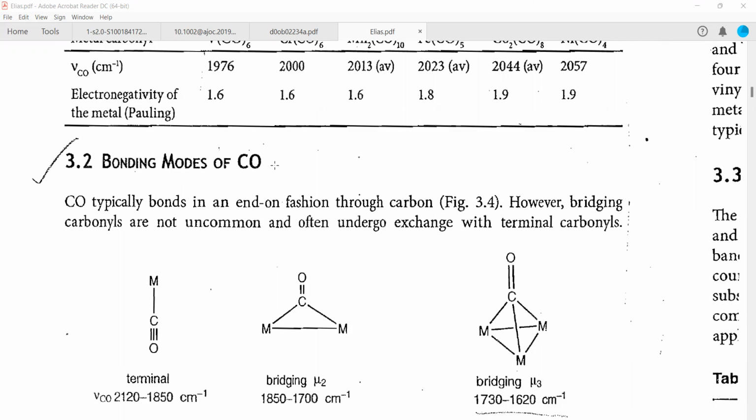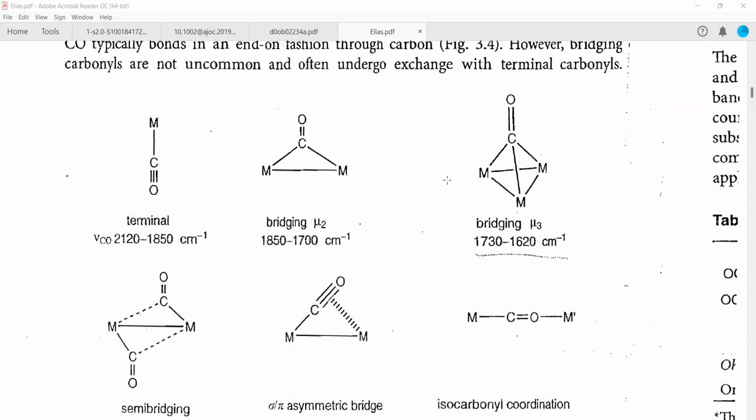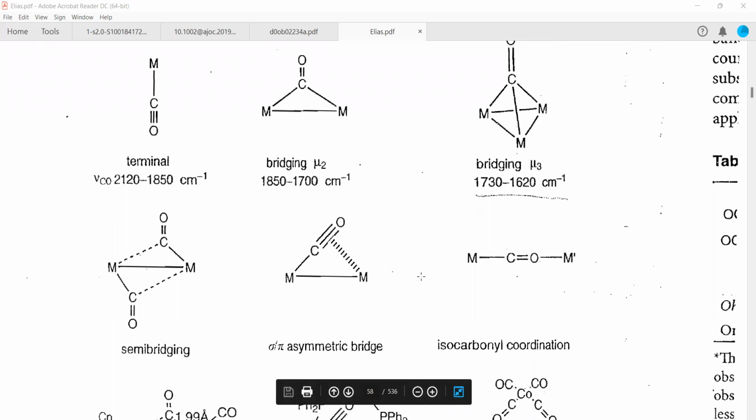Now, bonding modes of carbonyl. There can be a lot of bonding modes. You can see carbonyl can bind to a maximum of 3 metals. Now you'll be surprised: how can a carbonyl bind to 3 metals? It does so, and in that case, its stretching frequency is even lower. And also, this isocarbonyl coordination is rare, but it is also seen.